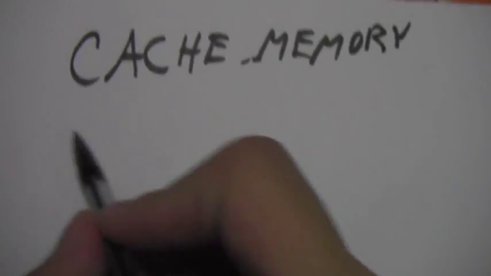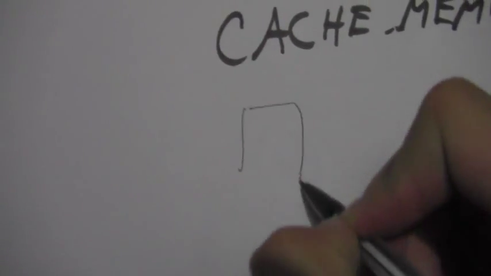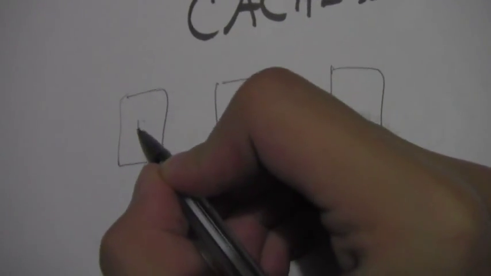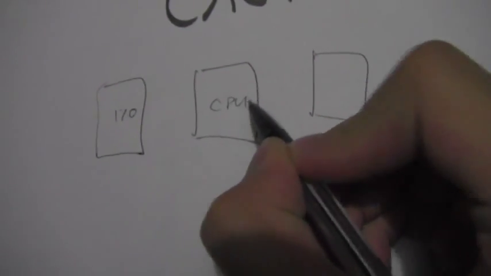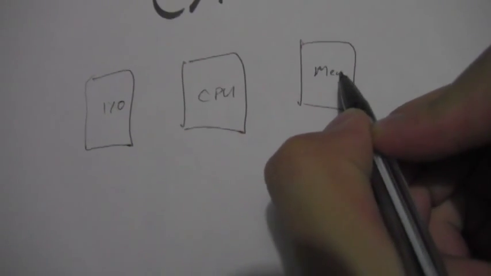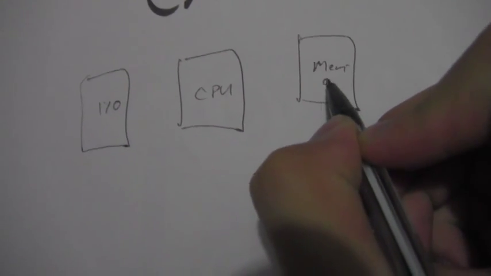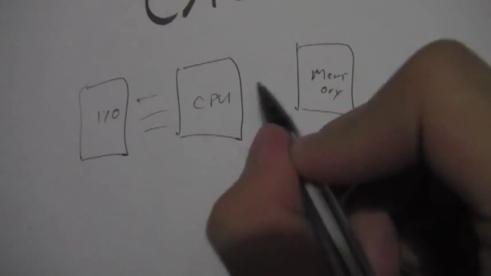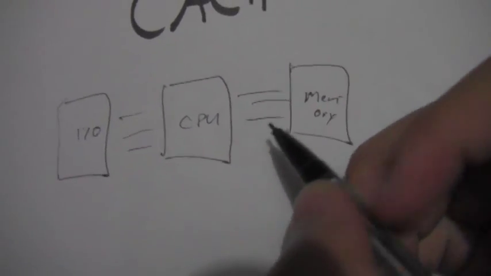So basically, in the von Neumann architecture, you have three main components: the input-output, your CPU, and then your memory. These are connected by buses: address bus, data bus, and control bus. Now we're gonna mostly ignore I/O. We're just gonna focus on how the CPU talks to the memory.